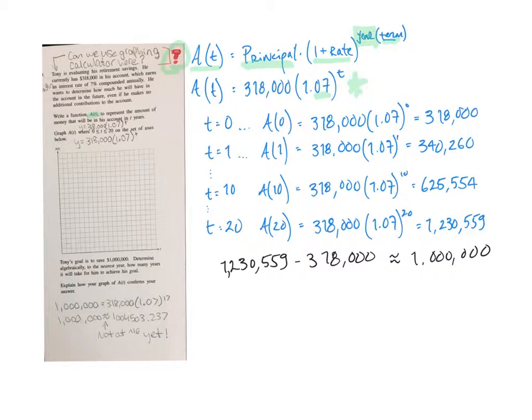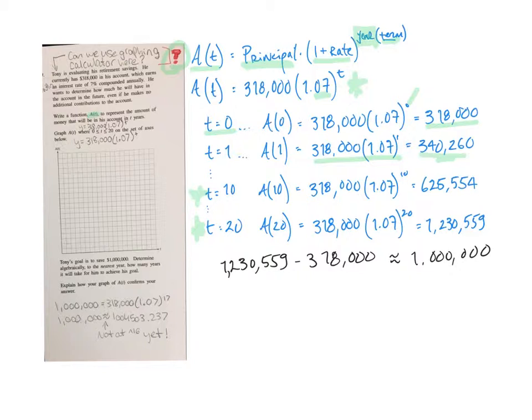So the first one, whenever we plug in time 0 into an exponential, remember that a base raised to the 0 power is just 1, right? So we have our original amount, $318,000. And then after a year, you calculate this, unless you do it on a calculator, you notice that he's already made over $22,000 in interest, so $340,000. And then I skipped ahead and said, well, what about after 10 years?